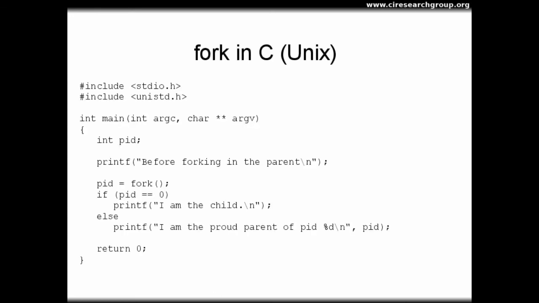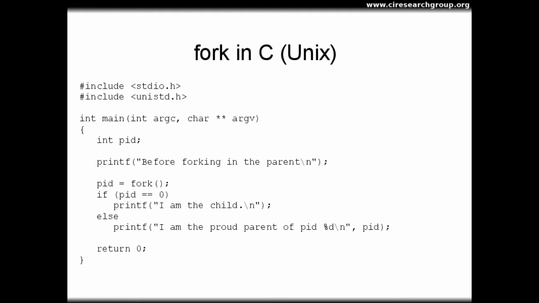In this C example, I fork a child process that simply prints a message. My code begins by importing the stdio.h and unistd.h header files for the printf and fork functions respectively. Inside my main function, I declare a variable named PID of integer type. I then print a message stating that I have not yet forked the parent process. I call the fork function without arguments, and I assign its return value to the PID variable.